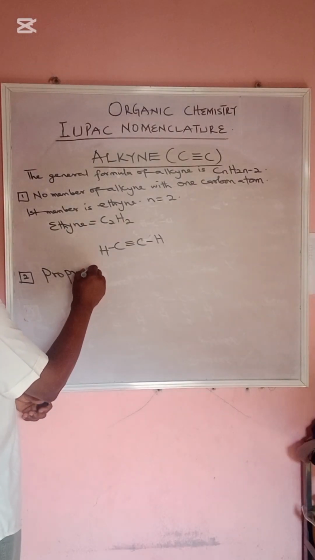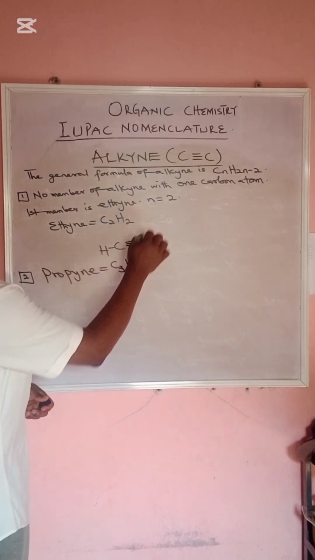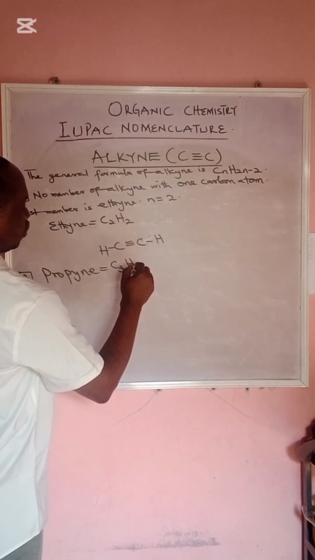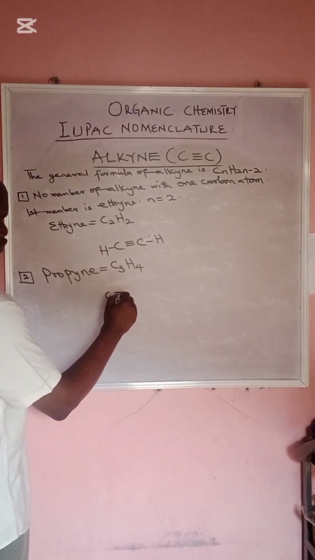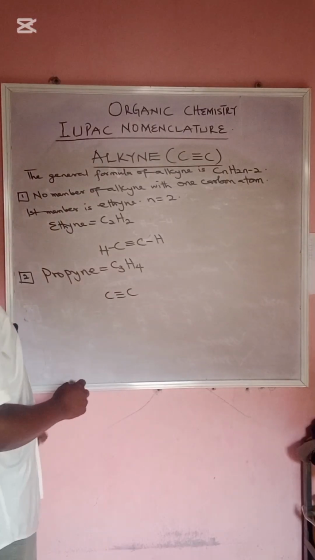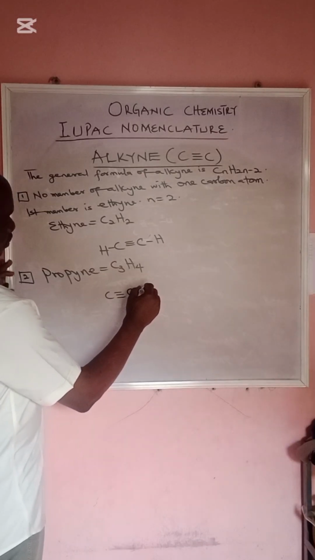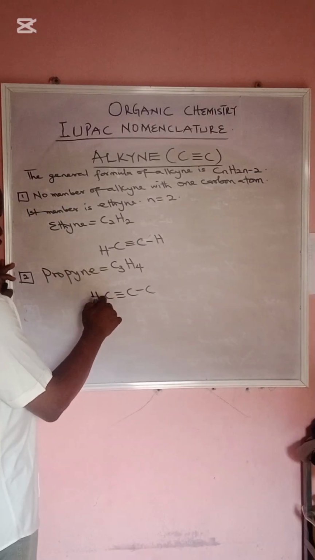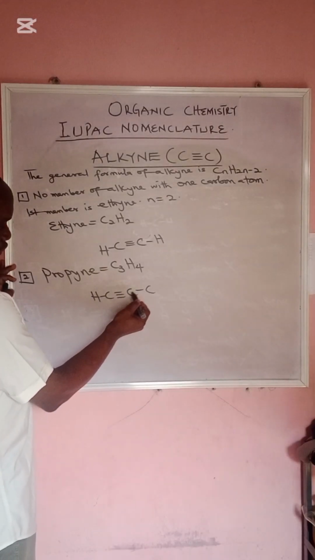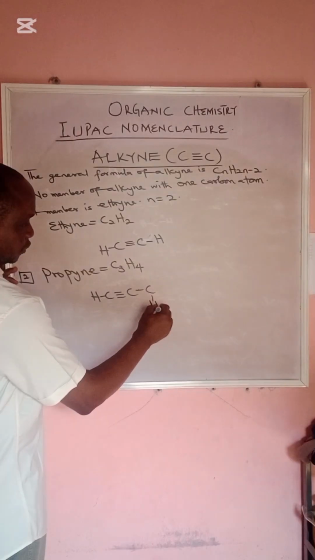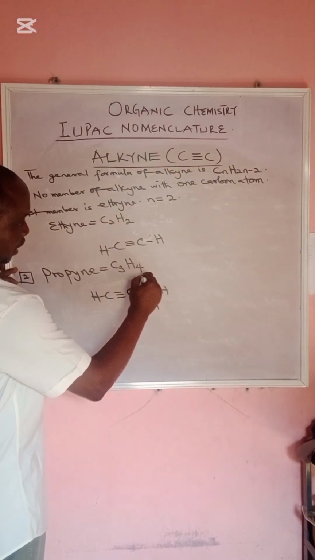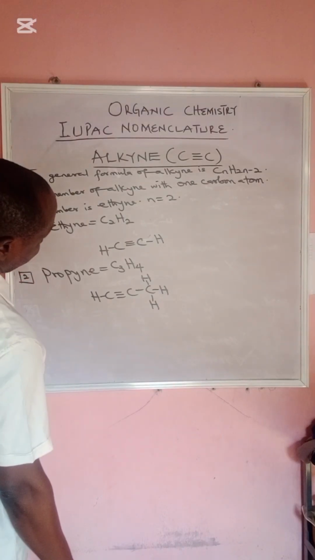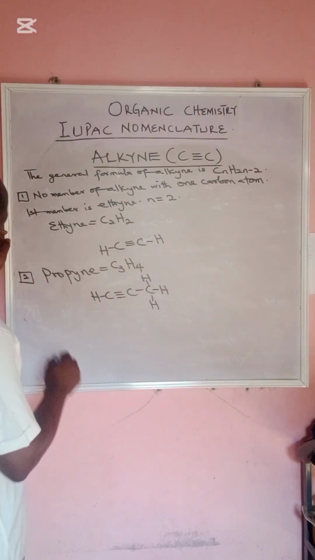Propyne. That is C3H, 2 times 3, 6, 6 minus 2 will give you 4. So structurally, first of all, put the triple bond. Then another carbon. Hydrogen, 1, 2, 3, 4. Complete. This is how to distribute hydrogen. So the name here is known as propyne.